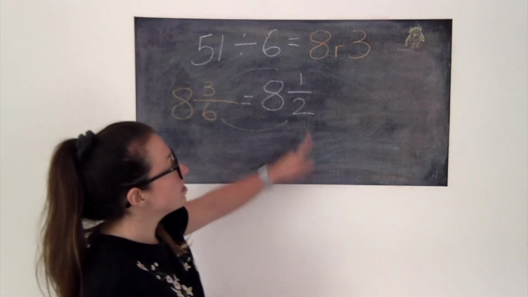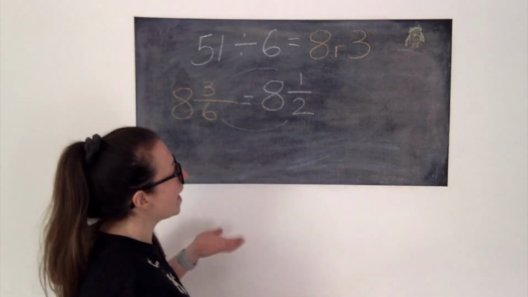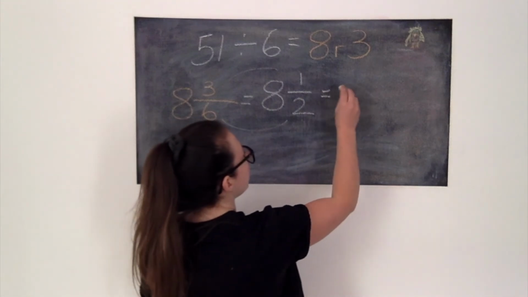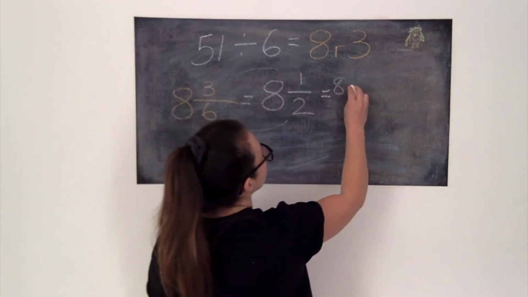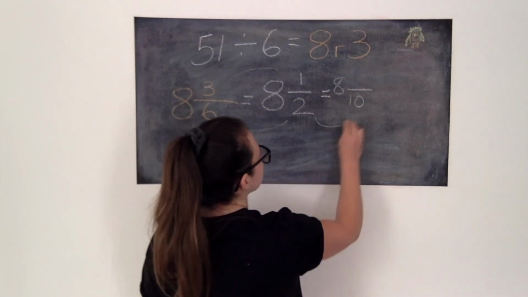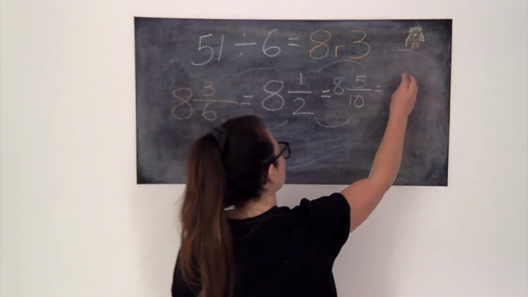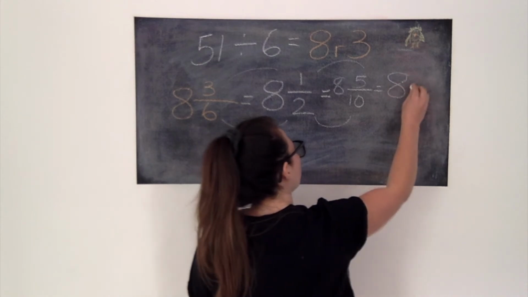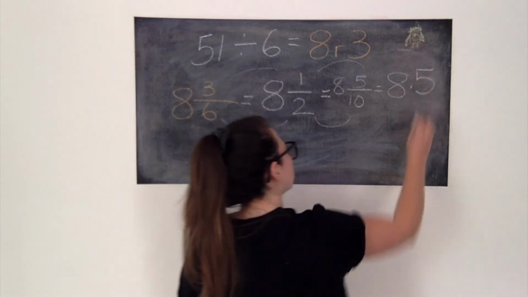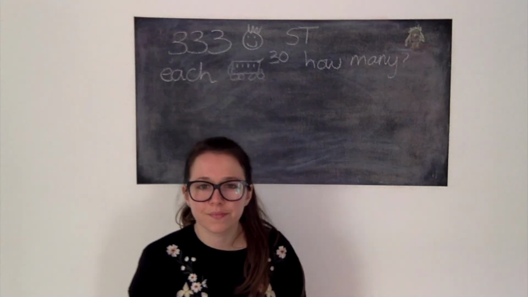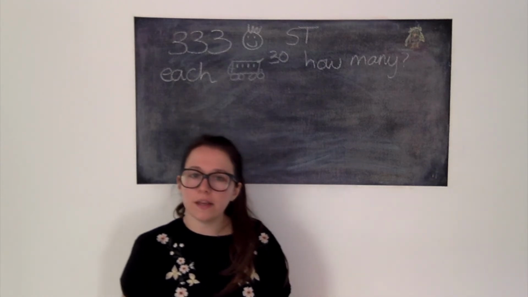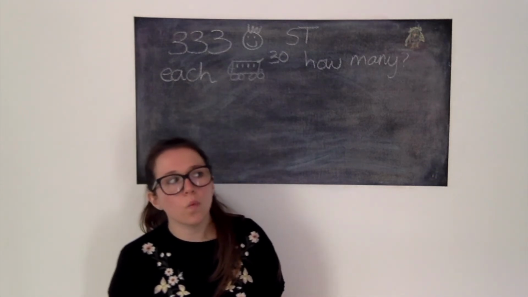And then 8.5, we can either turn that into tenths. So let's do that. So it would be 8 wholes. And how many tenths? So we times that by 5, times that by 5. 5 tenths. So as a decimal, 8.5. Very tricky.